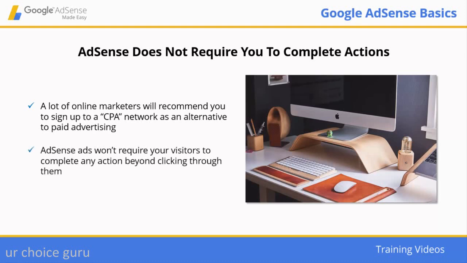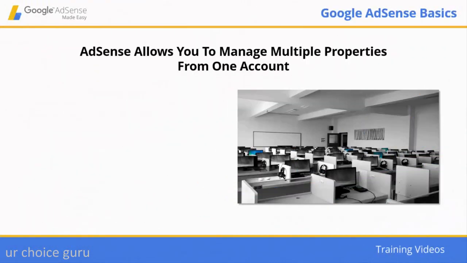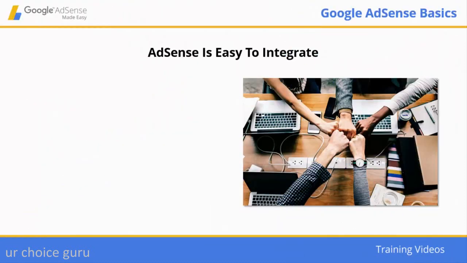AdSense ads won't require your visitors to complete any action beyond clicking through them. No matter how many times a visitor clicks on an ad without making a purchase, you will still get paid for it. AdSense allows you to manage multiple properties from one account. This is a feature not offered by many other ad networks. If you own more than one niche website, AdSense will allow you to manage several of them from a single account.